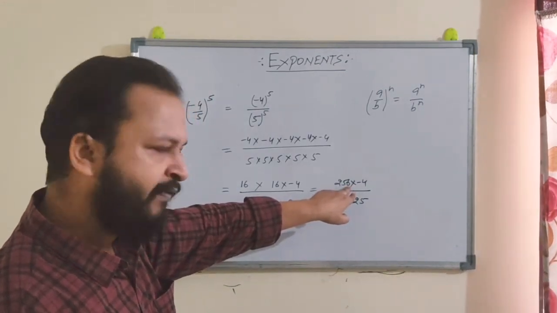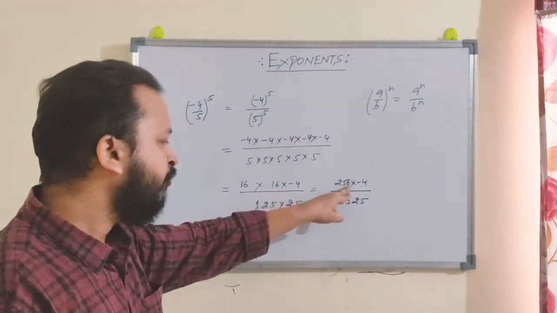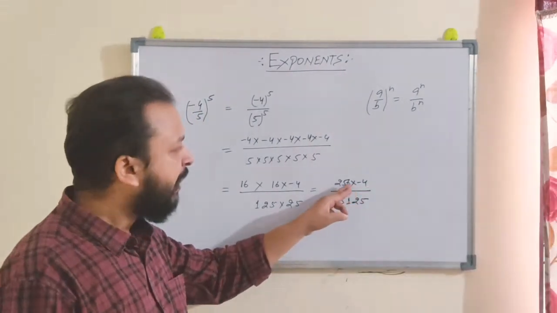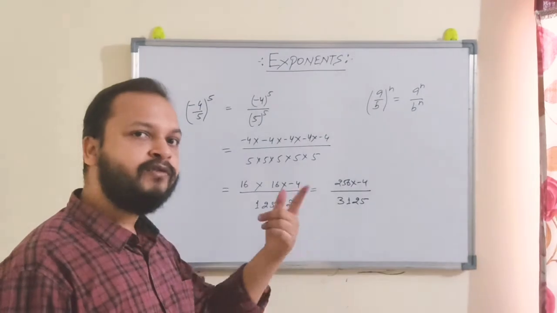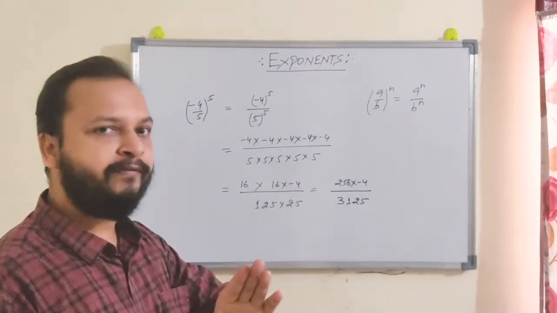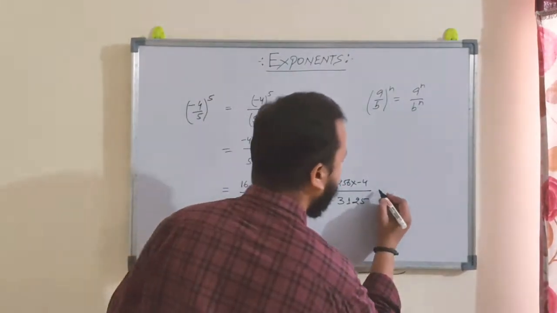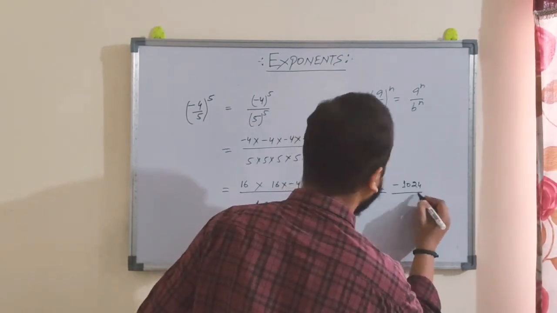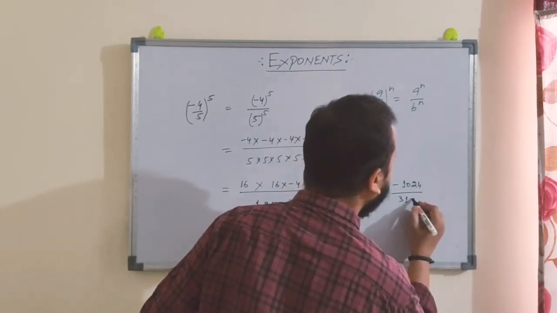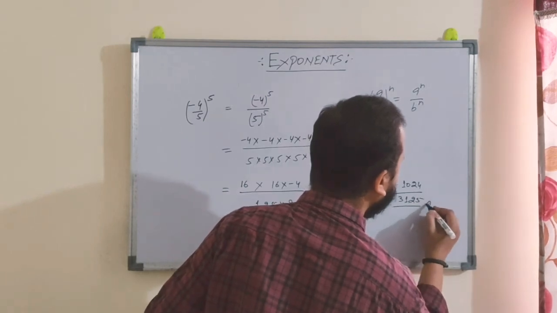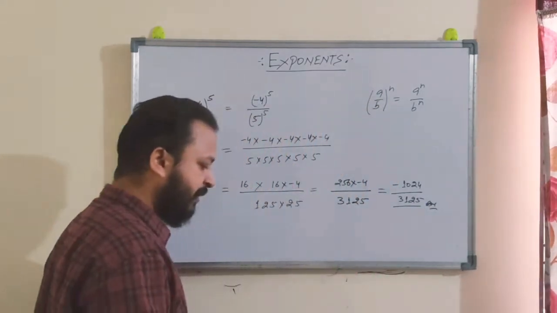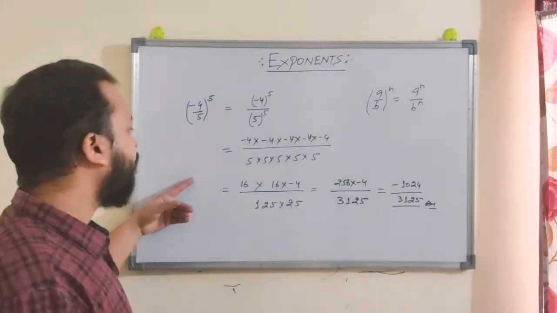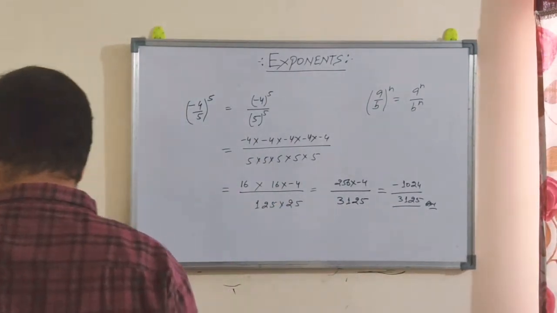Suppose it is 250, so you can write it as 250 multiplied by 4, that is 1000. And 6 multiplied by 4, that is 24. So 1000 plus 24, it means 1024. So you will get the answer as 1024 divided by 3125, and that's your answer. So this way you will solve this type of problems.